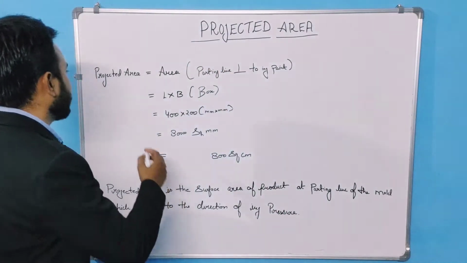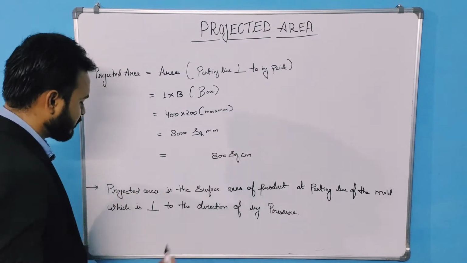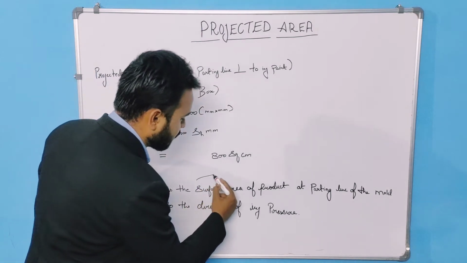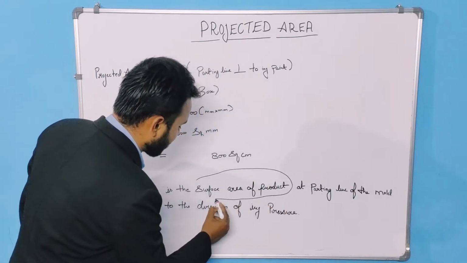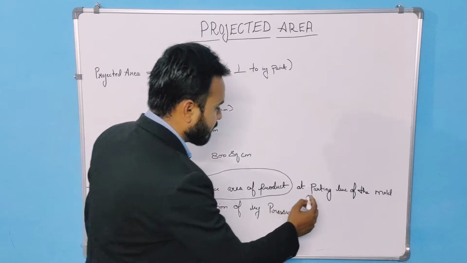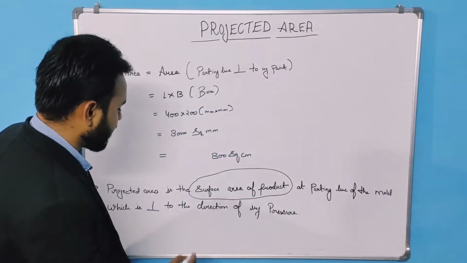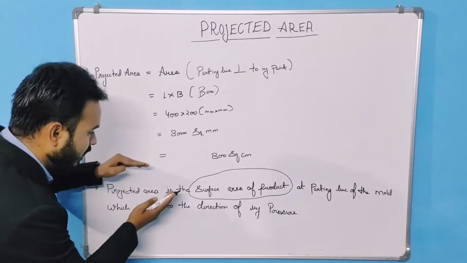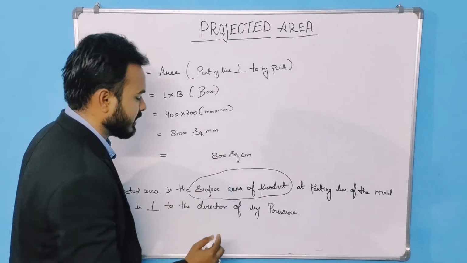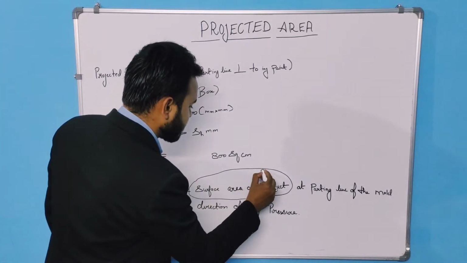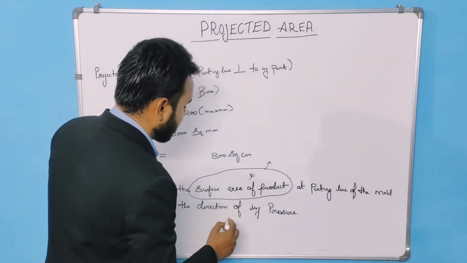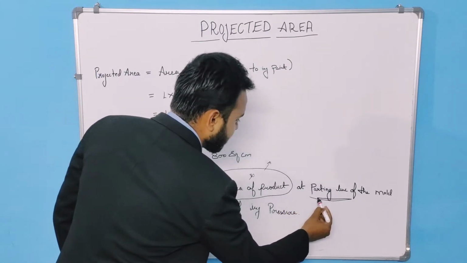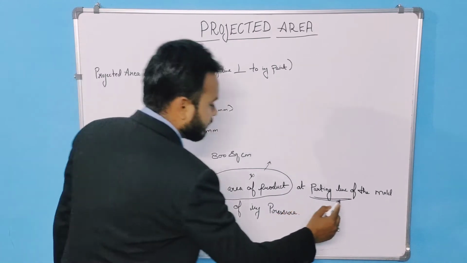Now, starting from the definition of the projected area: projected area is the surface area of the product. The noted point is that it is the surface area of the product at the parting line of the mold, which is perpendicular to the direction of injection pressure. So what is projected area? It is the surface area of the product. Remember it, the surface area of the product at the parting line. Where is it formed? At the parting line of the mold.